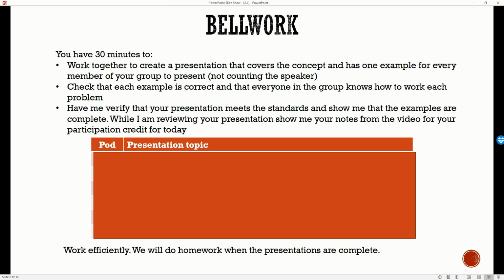And we're working together to create a presentation. We've done that already. It covers the concept that your group has been assigned, and one example for each person in your group who's not the speaker. Your speaker is teaching the concept while everyone else is writing their problem on the board or wherever they're going to present it, and they are checking to make sure everyone understands, and they should, from this video and the great presentations that we had last week. I don't doubt that we're going to continue to be successful in this approach.